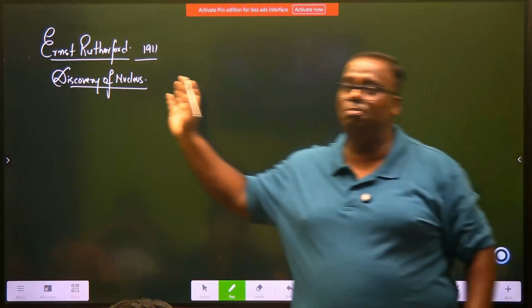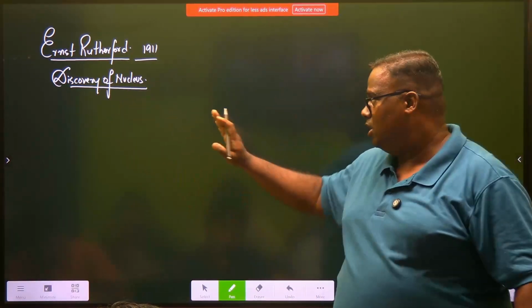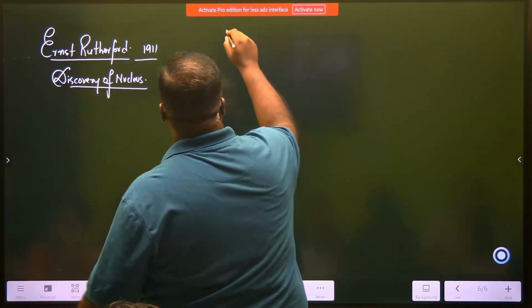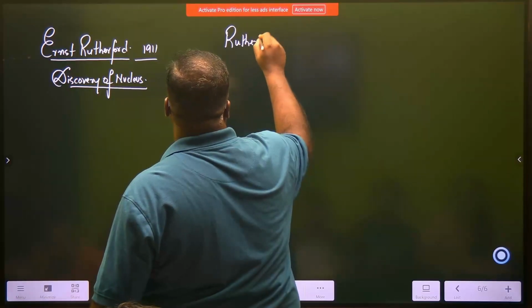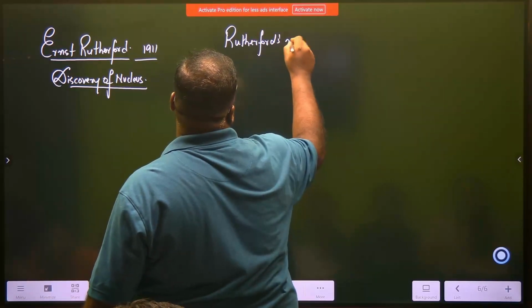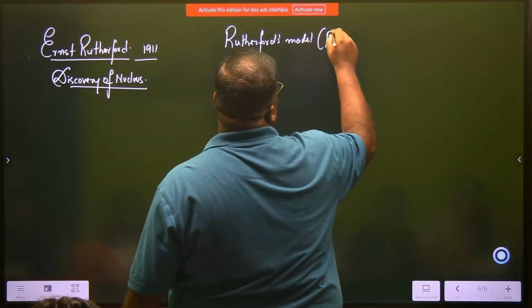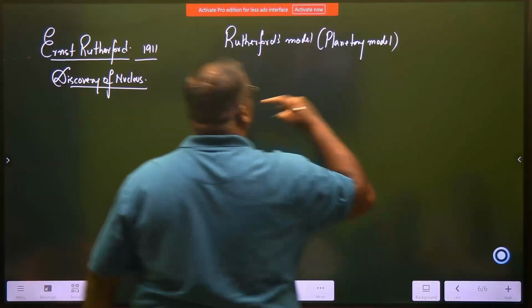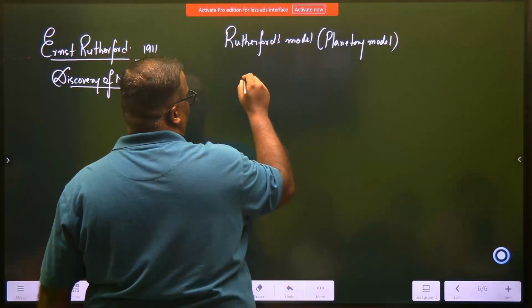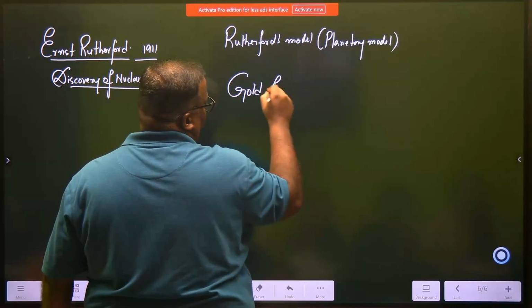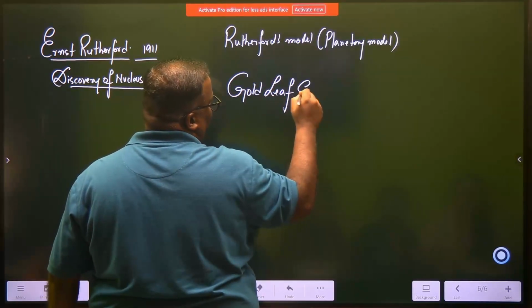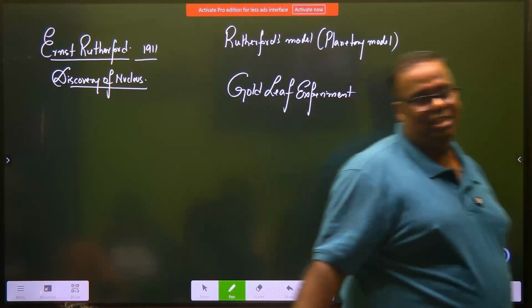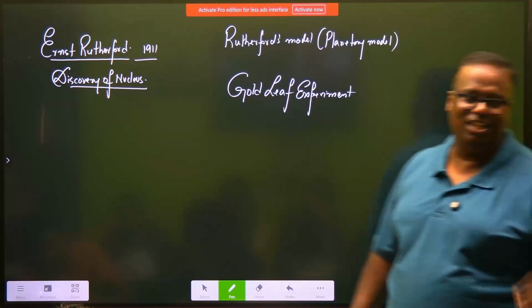But the neutron has not come into the picture yet. Okay, time is very less, so I will not go into his experiment. I'll just tell you the experiment after which the nucleus came. His experiment gave what was known as Rutherford's model, and this is also known as the planetary model. And this model is the outcome of a famous experiment called the gold leaf or gold foil experiment. This entire experiment was actually done and set up by Geiger and Marsden. We only read the good part of it, that is cool.